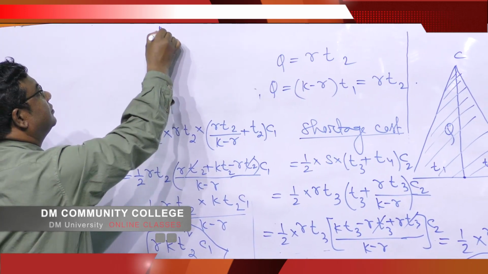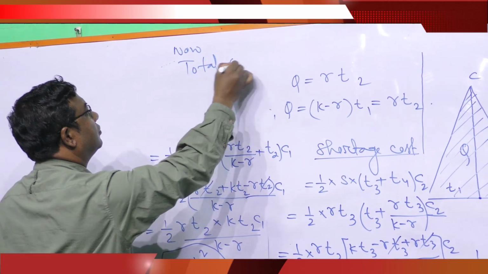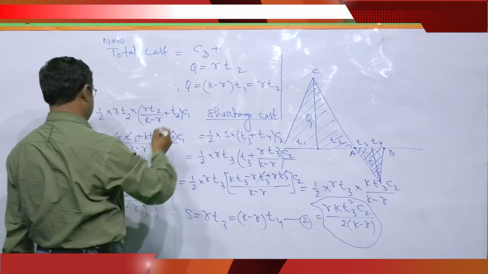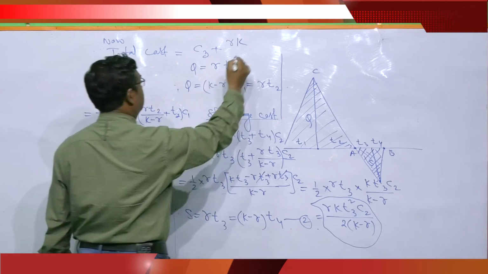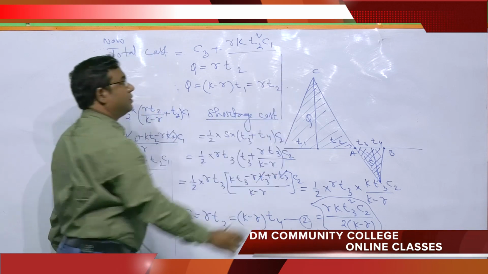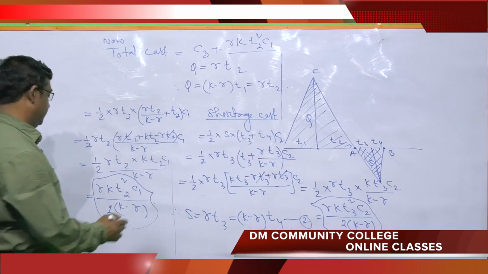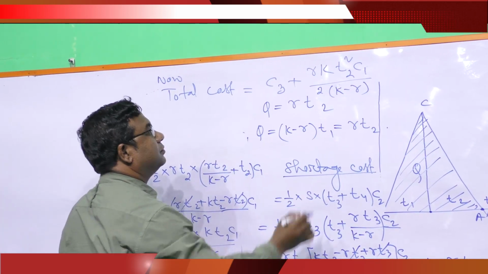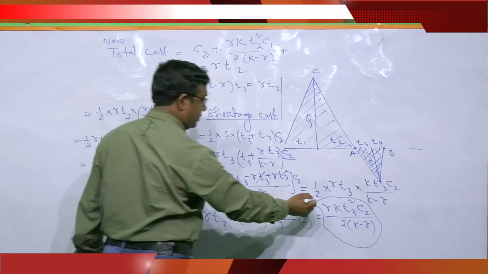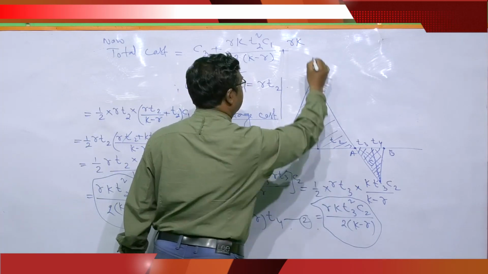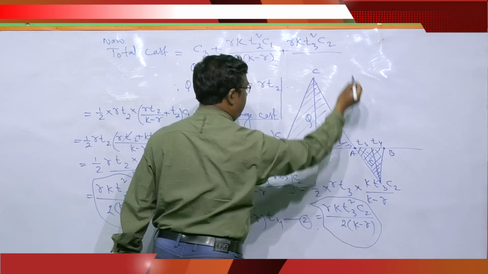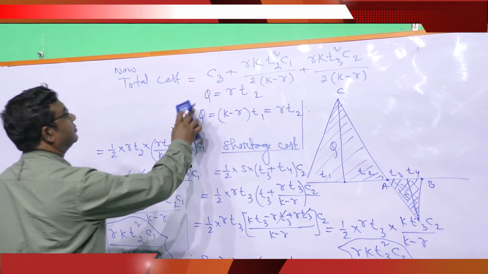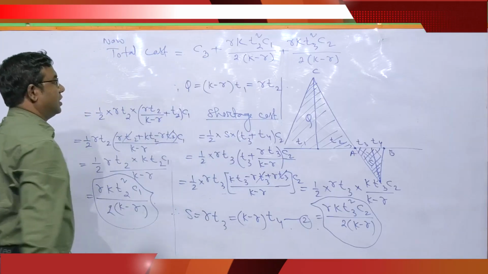Now the total cost is C3 plus the inventory holding cost, R K T2 square C1 by 2 times K minus R, plus the shortage cost, R K T3 square C2 by 2 times K minus R. This is the total cost.